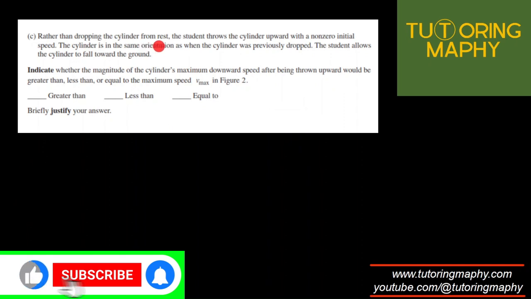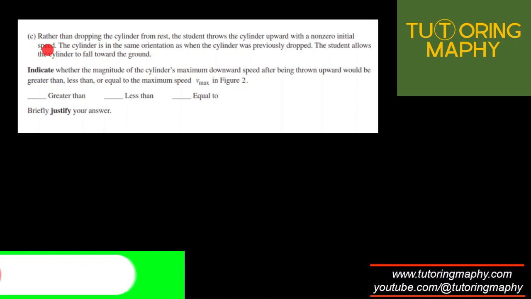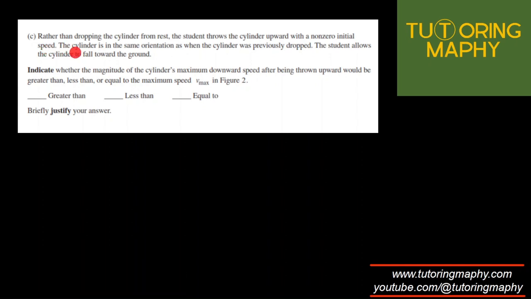Rather than dropping the cylinder from rest, the student throws the cylinder upward with a non-zero initial velocity. We don't know what the speed is. The cylinder is in the same orientation as when it was previously dropped. The student allows the cylinder to fall towards the ground. Indicate whether the magnitude of the cylinder's maximum downward speed after being thrown upward would be greater than, less than, or equal to the maximum speed.